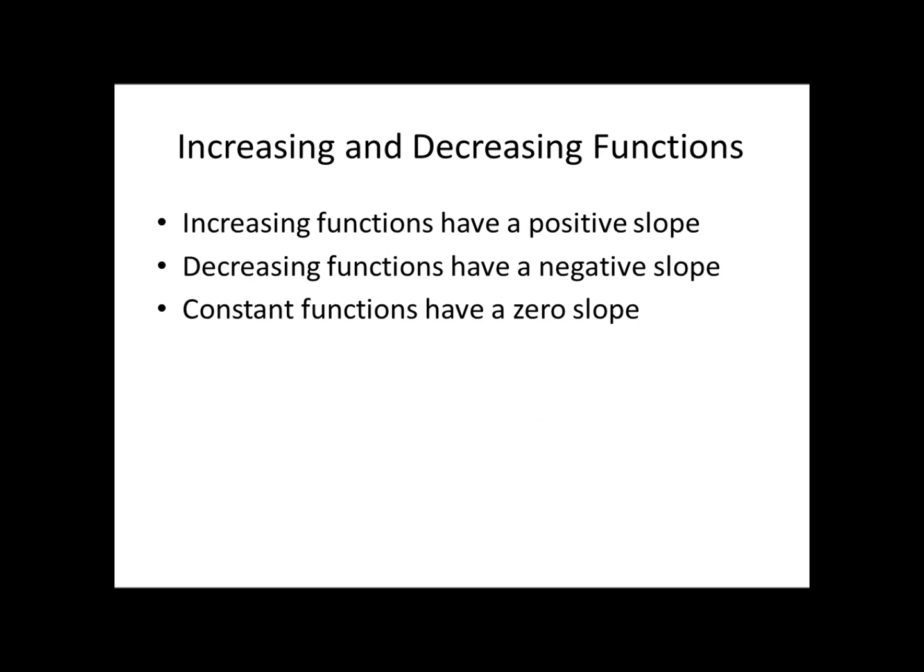Now, increasing or decreasing functions. If a function is increasing, it means it has a positive slope. So what we're talking about increasing here is the y values. As you move across the graph to the right, the y values increase. Decreasing functions do the exact opposite. They have a negative slope. If they're not increasing and they're not decreasing, then that's what we call a constant function. It has a 0 slope. It's just a fancy way of describing a horizontal line.